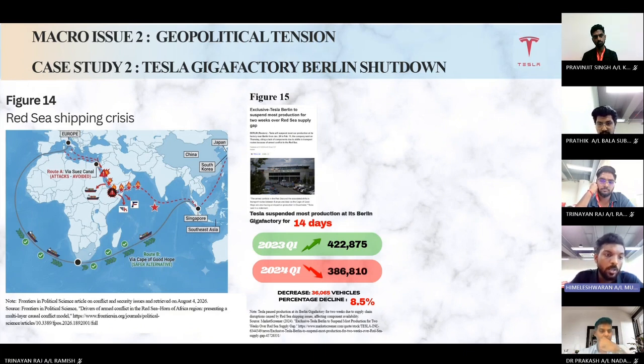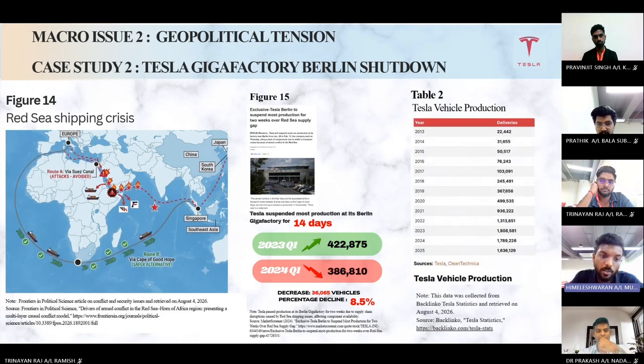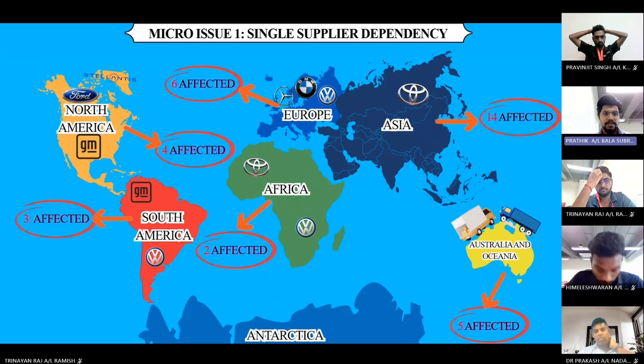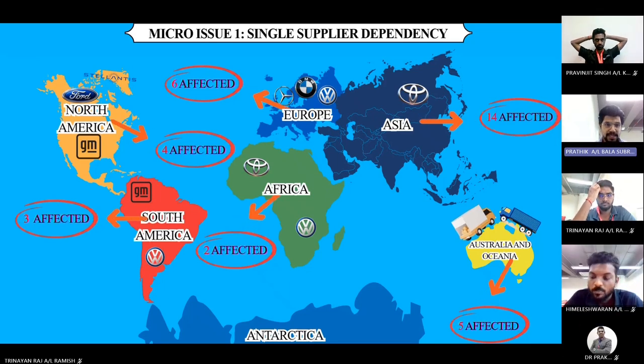2024. Also, Tesla's Q1 deliveries fell from 422,875 in 2023 to 386,810 in 2024, which is an 8.5% decrease. This case shows how geopolitical problems in major shipping routes can quickly disrupt automotive production and deliveries. That's all from me. Now I'll present micro issue 1, which is single supply dependency.